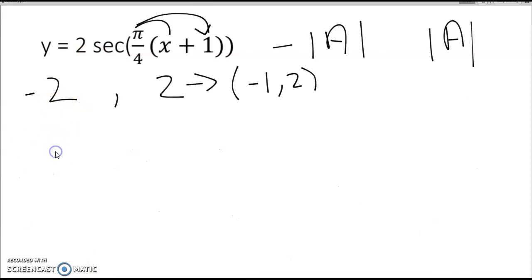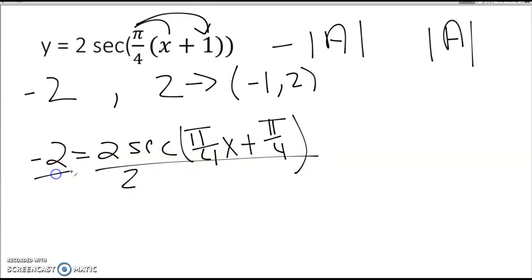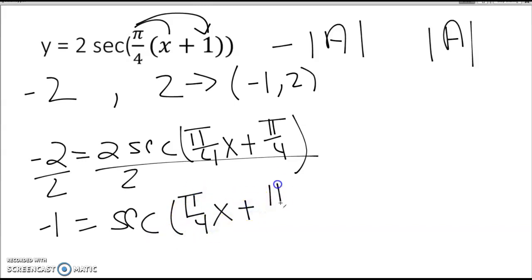Okay, so let's find when it's at -2. Okay, so we have -2 is equal to 2 secant pi over 4x plus pi over 4. Divide both sides by 2, and I get -1 equals secant pi over 4x plus pi over 4. Then I ask myself, where on the unit circle is secant equal to -1? Well, it's equal to -1 at pi. So I want to take this section here and set it equal to pi, because I want my x to come out to equal pi.